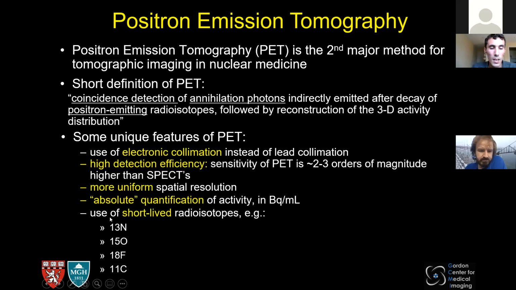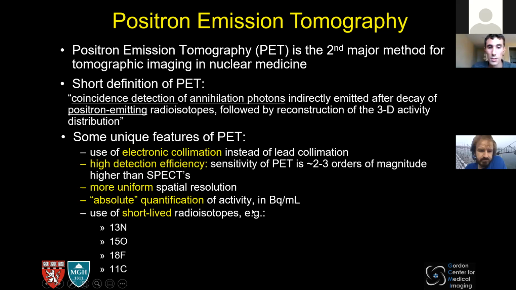And finally, PET tends to use shorter-lived radioisotopes as compared to SPECT, okay? In SPECT, for instance, technetium-99m has a half-life of about 6 hours. In PET, we use isotopes whose half-lives range from a few minutes up to 2 hours. So why is that an advantage? Two things. First of all, as you know, radiation exposure is a function of the amount of activity that you're giving to your patient, but also the time during which those isotopes are emitting radiation. So shorter-lived radioisotopes means that you're going to have lower radiation exposure.